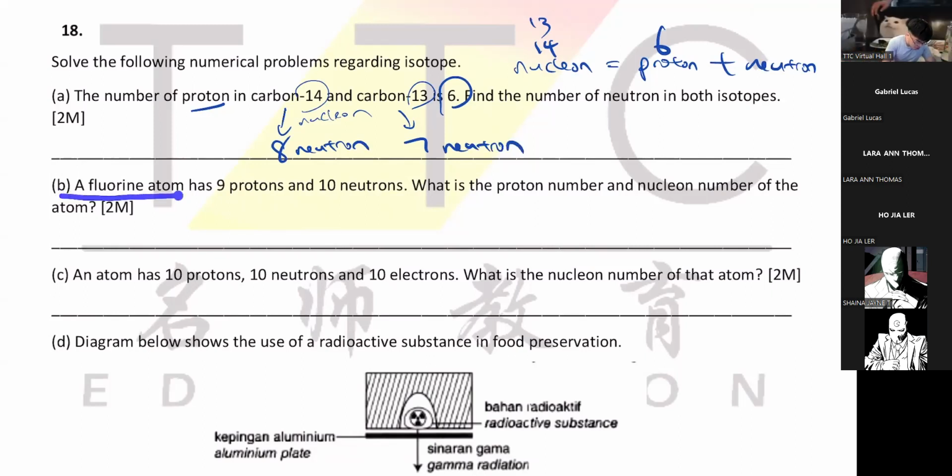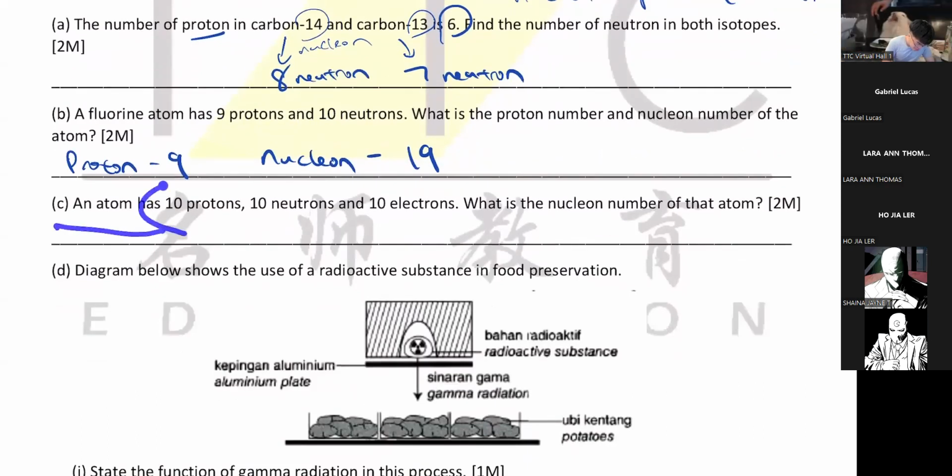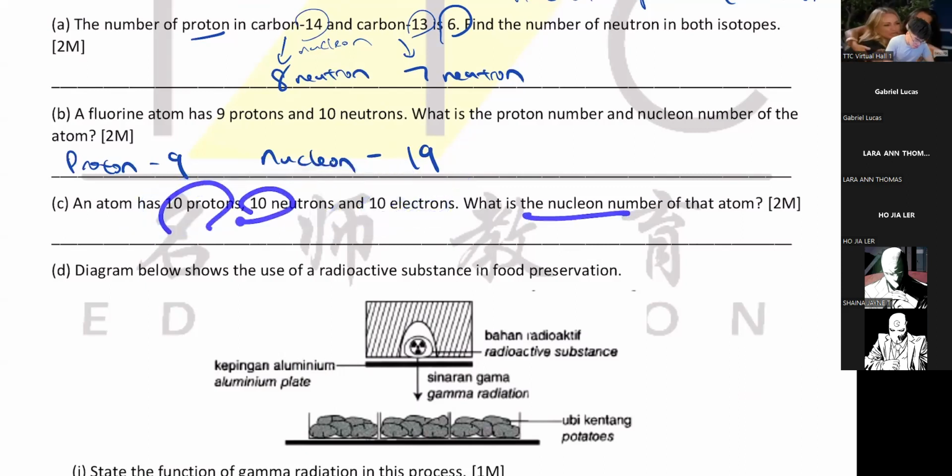All right. B, a fluorine atom has 9 protons and 10 neutrons. What is the proton number and nucleon number of the atom? Proton number is 9 lah. And then the nucleon number is the total, 9 plus 10, so 19. So C, an atom has 10 proton, 10 neutron, 10 electron. We don't care about the electron because it's the same as proton. What's the nucleon number? So the total, that means 20. 10 plus 10, 20. All right, so next.